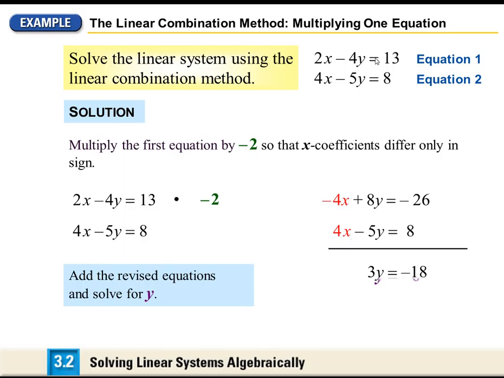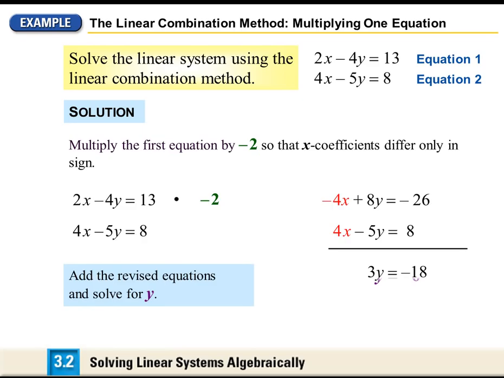What about the rest of the stuff? The x's go away. Positive 8y plus -5y is 3y. -26 plus 8 is -18. That leaves us with a really simple equation to solve for y. Just divide both sides by 3, right? And I've got the y value. We're halfway there. So if I know what the y value is, it's -6.